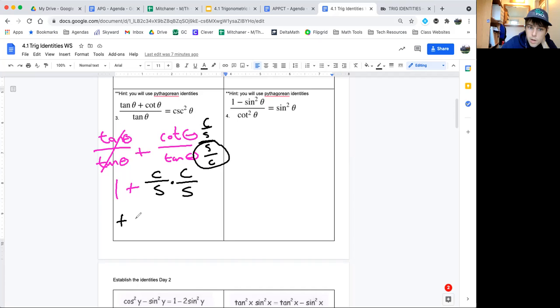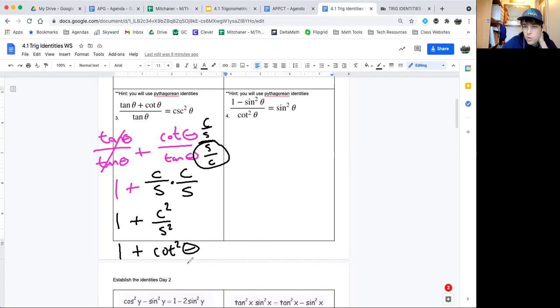So I have 1 plus cosine squared over sine squared. Cosine over sine is cotangent. I have 1 plus cosine squared over sine squared. Cosine over sine is cotangent. So I can write this as 1 plus cotangent squared theta using my quotient identity for cotangent.